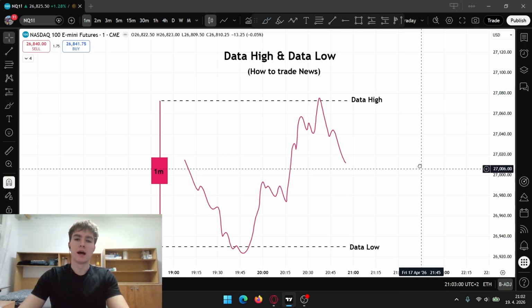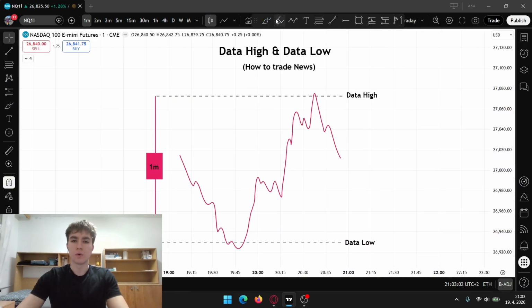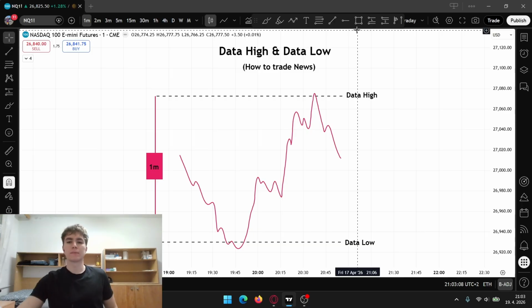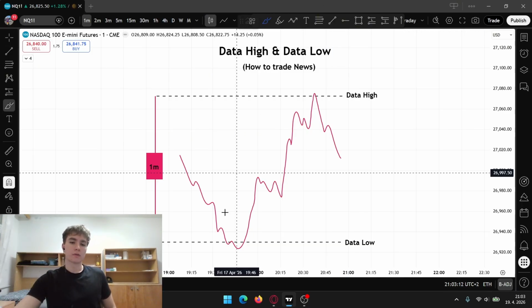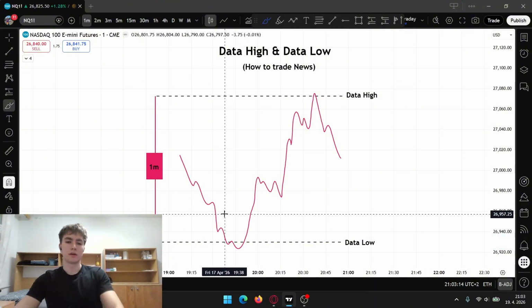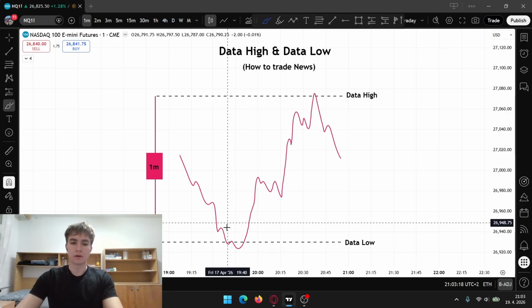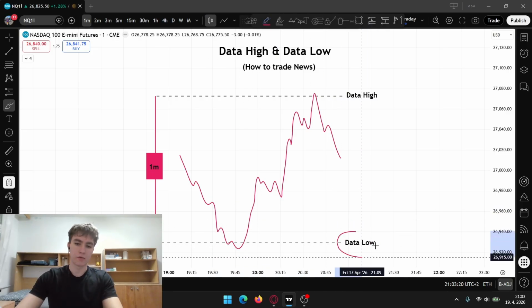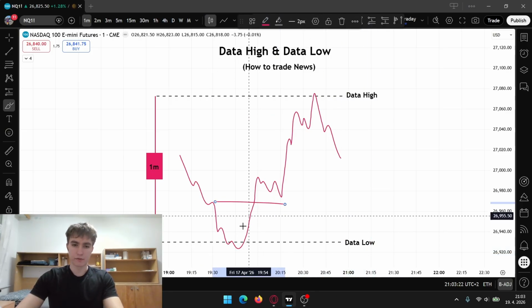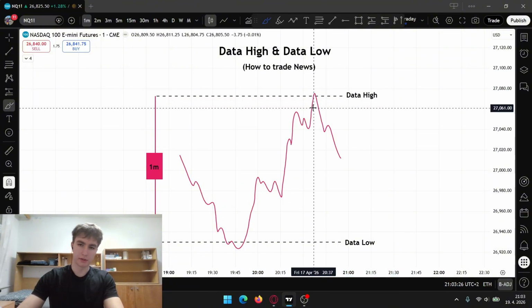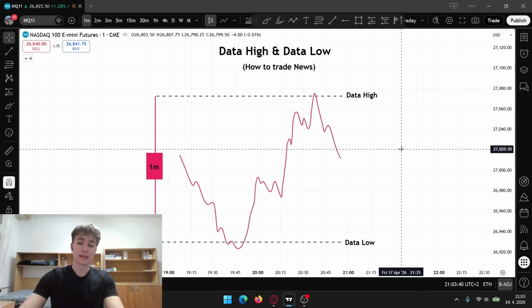With that in mind, how do I treat them? I use data high and data low as liquidity, same as with the liquidity concept, same as with swing highs and swing lows. I usually want these highs and lows to get swept and maybe revert from them, or if we sweep the data low first, I want to see some kind of a reversal to the upside and maybe target the opposing liquidity in the form of the data high. Let's get into some examples.